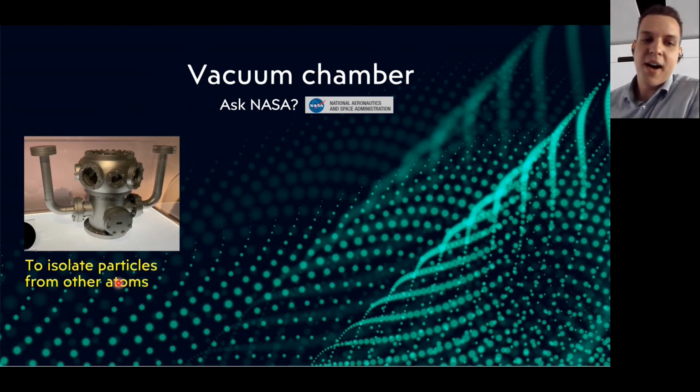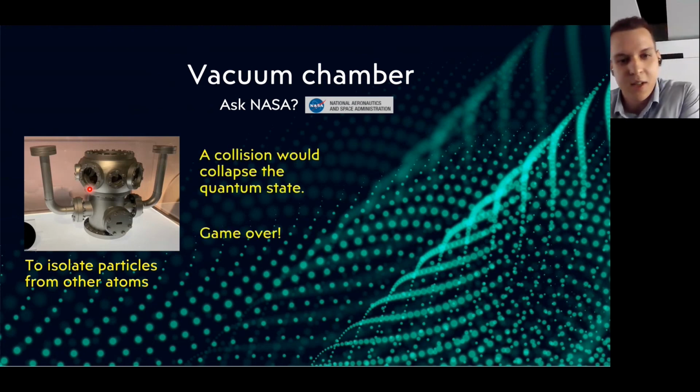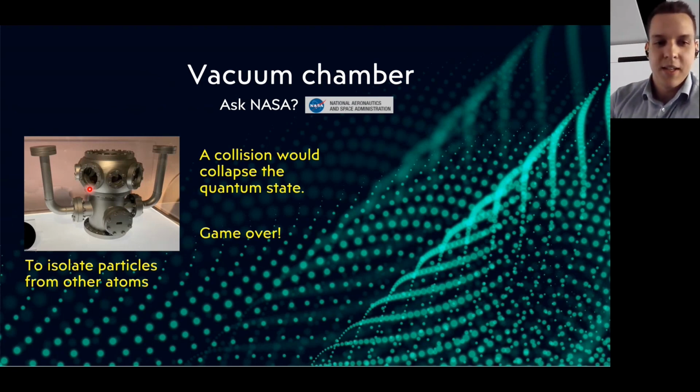We want to isolate the particle so that it is not reacting to other atoms in the system. If there's no air and no other atoms in there, it can't react with anything. That's why we do it. So we avoid a collision that would collapse the quantum state. If it would happen, it's game over. You can't compute anything. You're back to a classical computer.